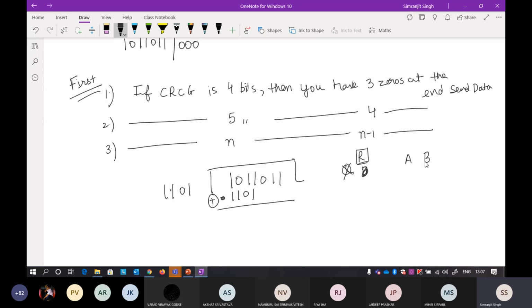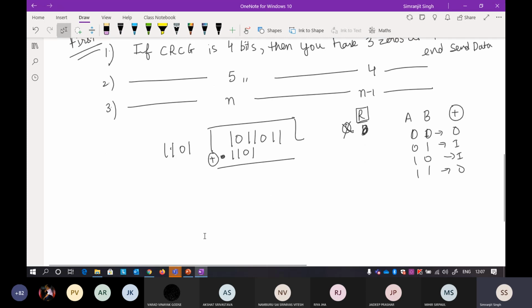I'll write the XOR table. If you remember what XOR is, the cases are 0 0, 0 1, 1 0 and 1 1. When there are same inputs, the answer is 0. Different inputs, the answer is 1. This is how you calculate XOR.